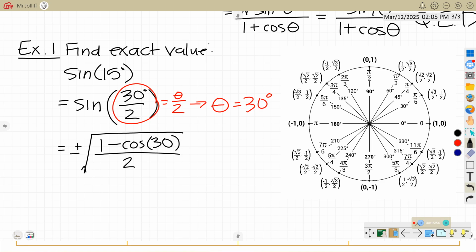I need a trig function of an angle on my unit circle. Once you've got this in terms of trig functions that are on the unit circle, you grab the related fraction, you substitute it in for the trig function. So our next question is, what is cosine of 30 degrees? So let's go to our unit circle. 30 degrees is right here. Here is the ordered pair that goes with it.